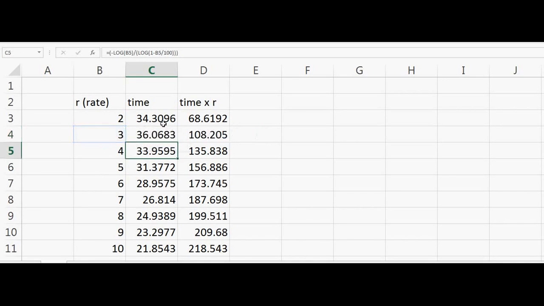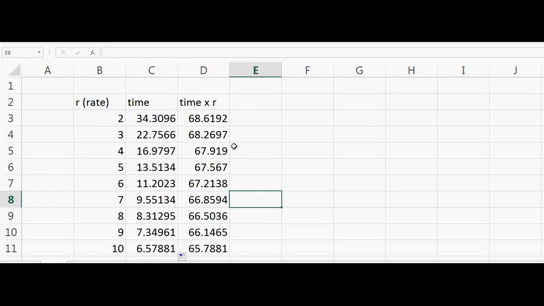Okay, I did something wrong. This should not be log of rate, it's log of 2. So we have to do this, and now you can see that time into R is always equal to or very close to 70. So that's why we always use the rule of 70. We can also call it the rule of 68 or rule of 69, but this is all about the approximation.